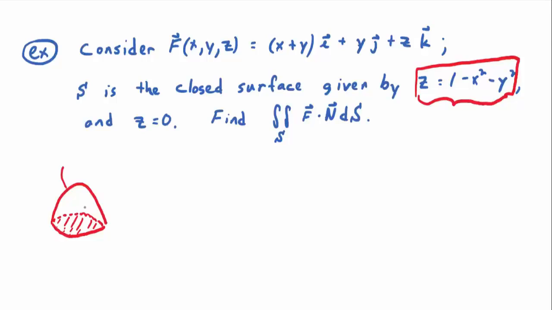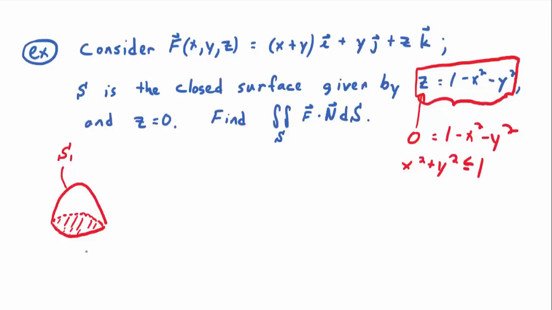So taken together, the paraboloid, which we'll call S1, and the disk that you get when you intersect the paraboloid, so when z equals 0, you get a disk, 1 minus x squared minus y squared, which is the same as x squared plus y squared equals 1, or less than or equal to if we're talking about the disk. It's capped off. To make it a closed surface, we cap off the paraboloid with this disk.